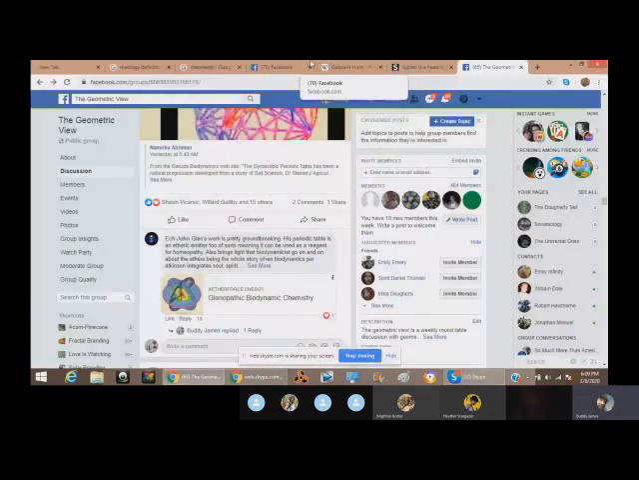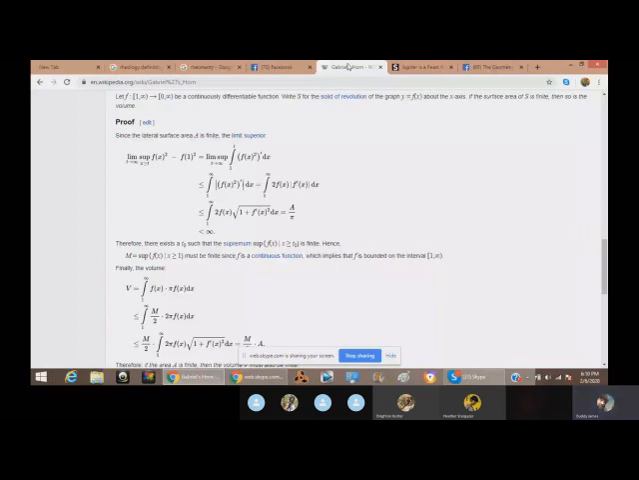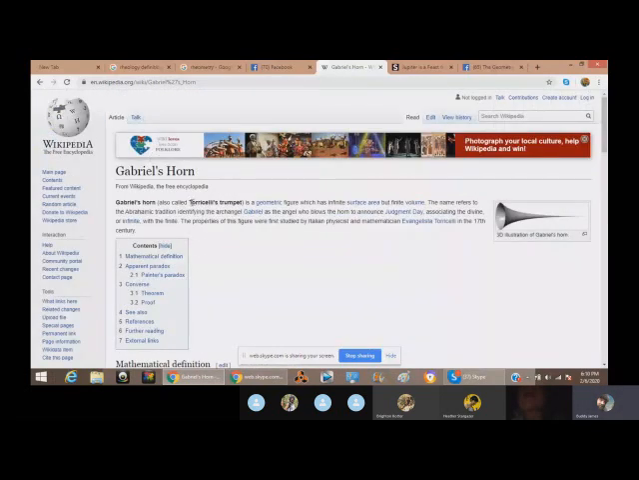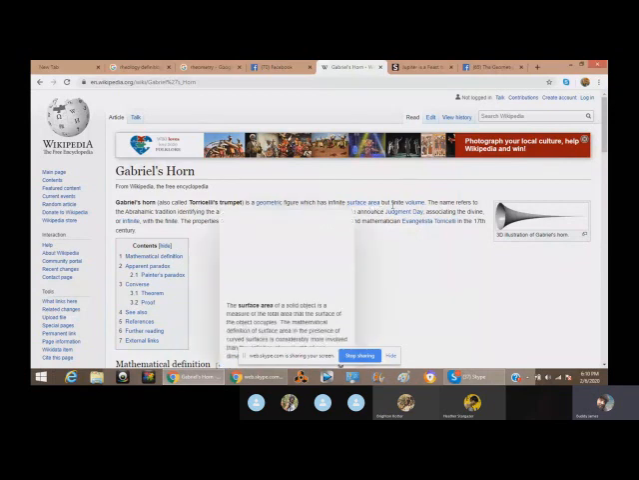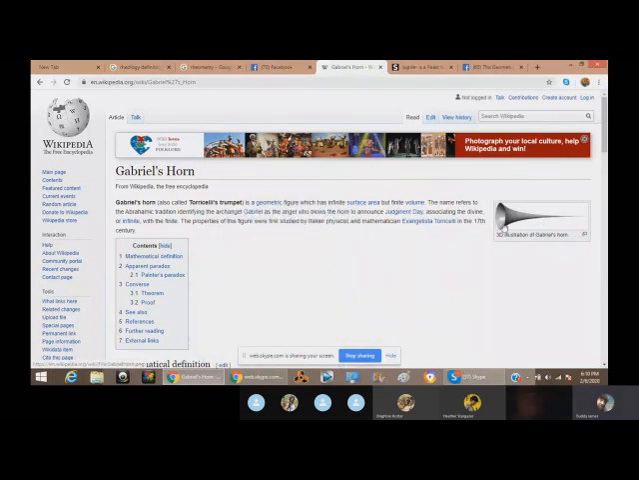These cones are Gabriel's horn, and Gabriel's horn is also called Torricelli's trumpet. It is a geometric figure which has infinite surface area, but finite volume. The name refers to the Abrahamic tradition identifying the Archangel Gabriel as the angel who blows the horn to announce Judgment Day, associating the divine or infinite with the finite.